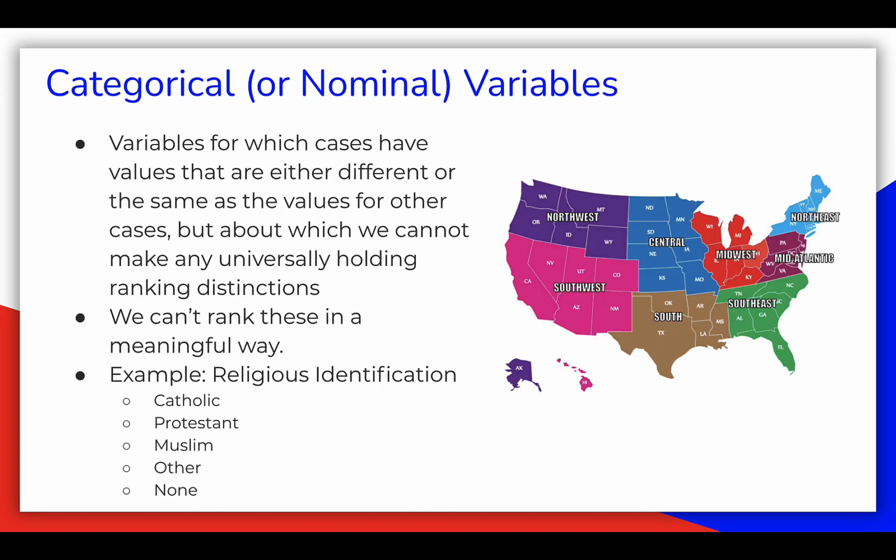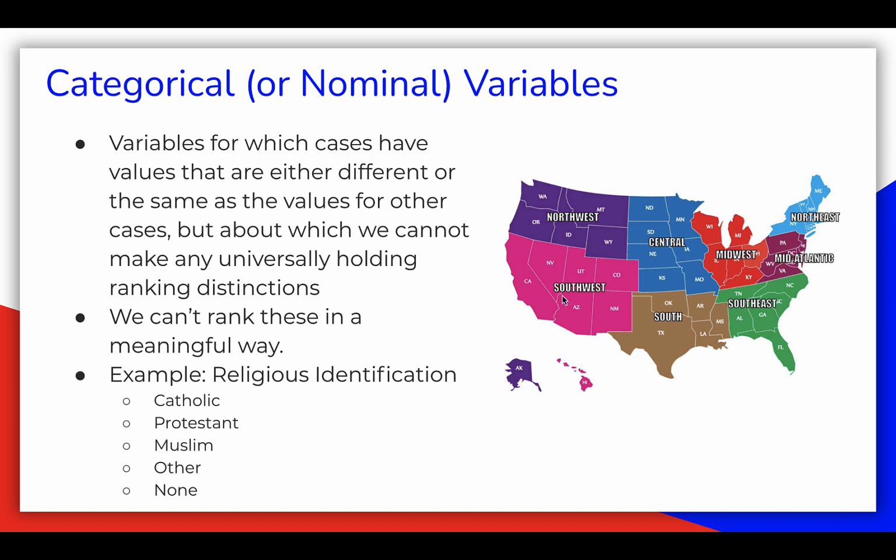So the first one is categorical or nominal variables. We refer to those sort of interchangeably. So these are the kinds of variables for which cases have values that are either different or the same as the values for other cases, but there is no ranking. There is no ranking to them. So there are no universally holding ranking distinctions.